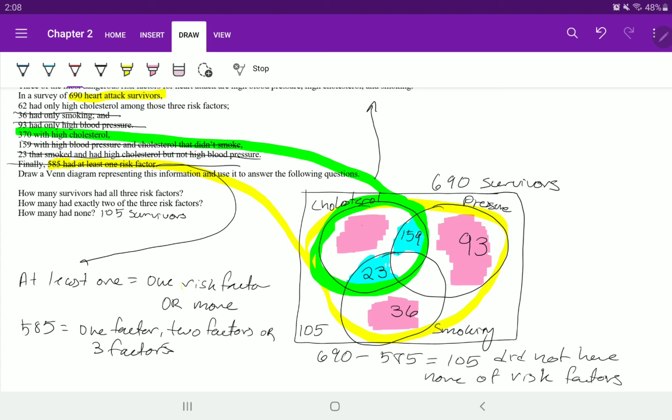62. But now, if you look, we can now answer. We can now look at this part right here, the one that I highlighted in green. 370 had high cholesterol. Therefore, I can add up the 62, the 159, and the 23 inside of my highlighted circle in green and subtract that from a total of 370 to find out how many had all 3 risk factors, which will go in the middle. Let's go ahead and do that.